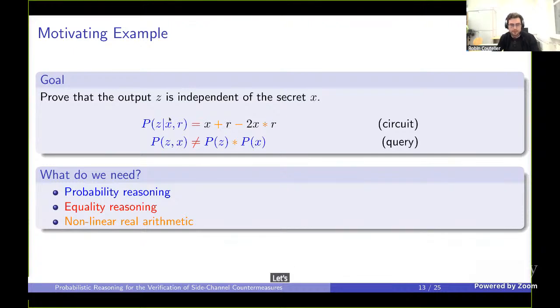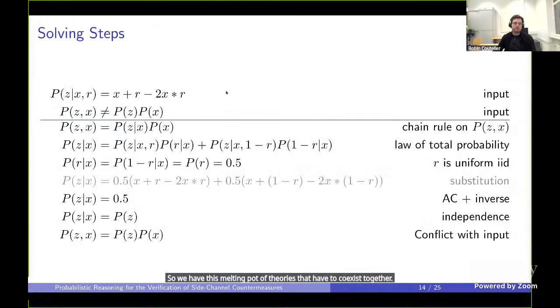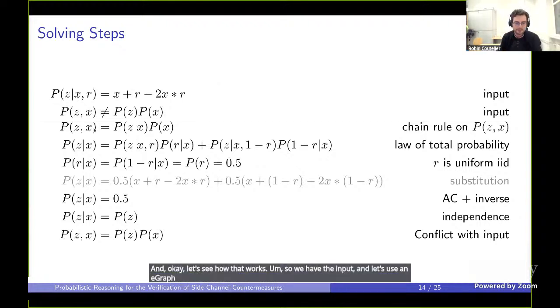Let's drill this down a little bit. What do we have? Okay, in blue, we have probability statements. Okay, and then in red, we have equalities. That's fine, that's the easy theory. And then in orange, we have nonlinear real arithmetic. So we have this melting pot of theories that have to coexist together. And okay, let's see how that works. So we have the input, and let's use an egraph approach to things, because this is what we were going to talk about in the end.